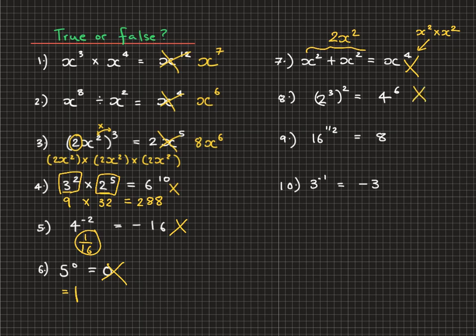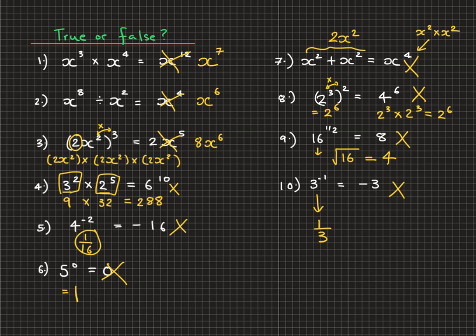Somebody has tried to square the 2 and then do something with the indices. The answer to this question should simply be 2 raised to an index of 6 here. Think about what you're doing. You're doing 2 cubed multiplied by 2 cubed, add the indices to get 2 to the 6. Question 9, also wrong. Somebody has tried to work out half of 16. That's not correct. 16 to the power of a half means the square root of 16, which is equal to 4. And the very last one, question 10, also false. 3 to the negative 1 means 1 over 3, the reciprocal, not multiply 3 by negative 1.